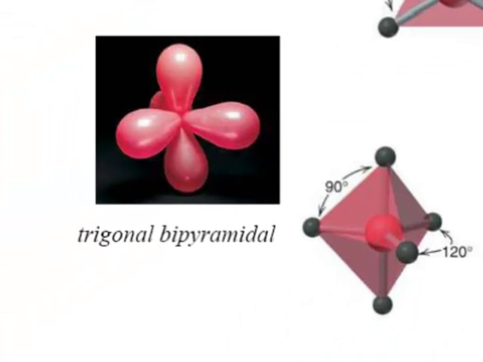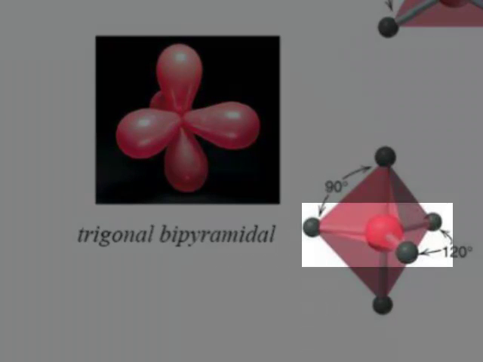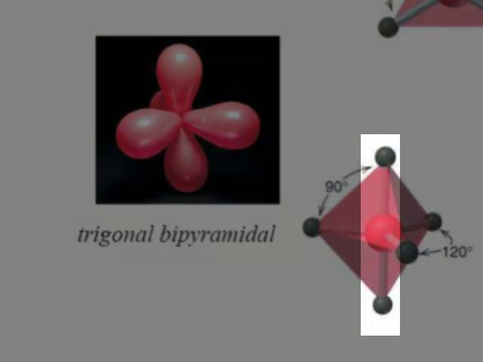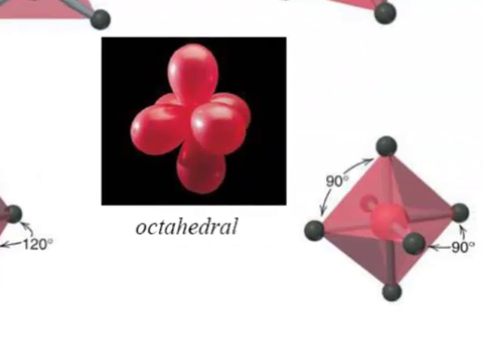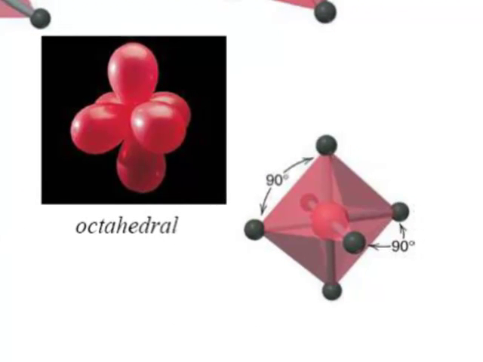With trigonal bipyramidal, we're basically taking a trigonal planar and a linear and putting them together. The trigonal planar part is in the middle plane there. Bond angles between those are 120 degrees. And then the linear part is at 90 degrees from the trigonal planar part. Then I can take an octahedral, which has 6 areas of electrons, and everything in the octahedral is going to be 90 degrees from each other.